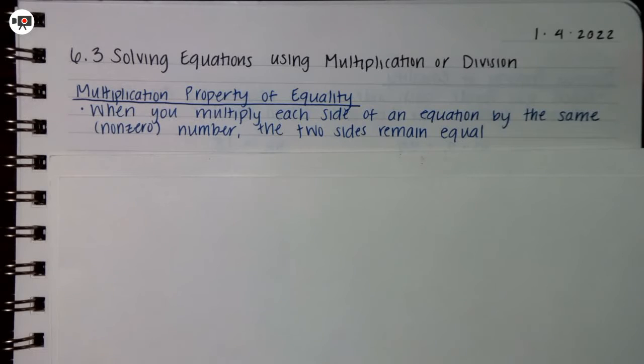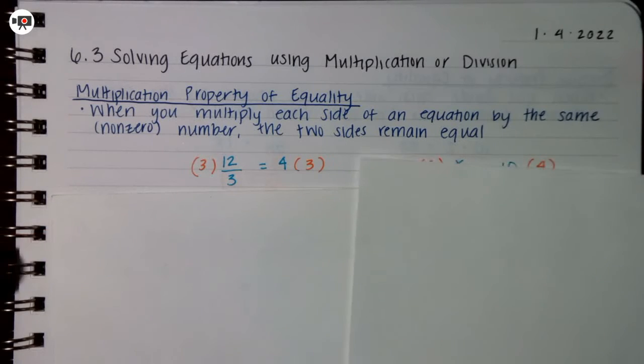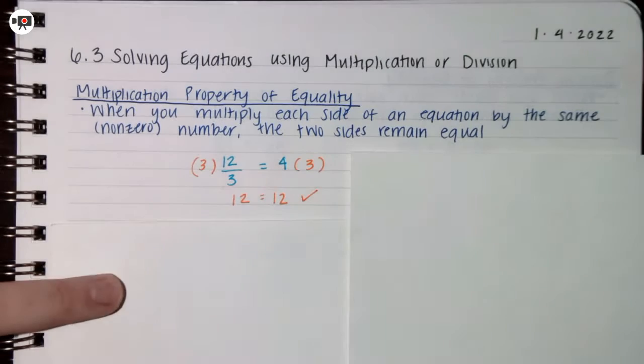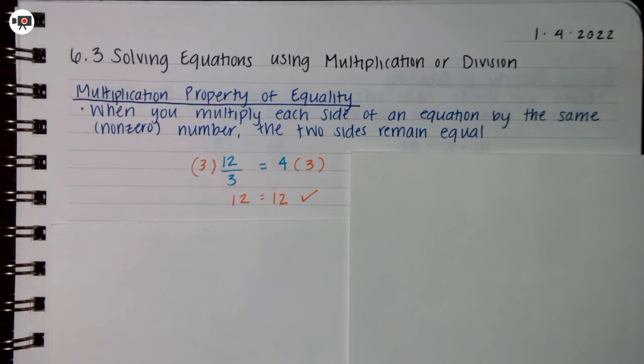So if I have an equation, I can show that with 12 over 3 equals 4, and if I multiply each side by 3, I'm going to get an equivalent true statement, meaning 12 equals 12.